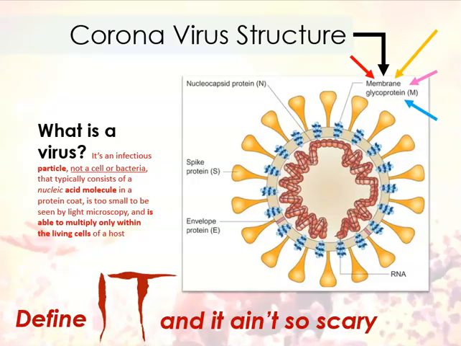All right, coronavirus structure. Let's talk about what it is. What is a virus? So we need to define what this is before we can break it down. A virus is an infectious particle. So it's not a cell or bacteria. It's commonly an acid module in a protein coat. So if you look over here at the membrane where all the arrows are pointing, it has a membrane. We're going to talk about that when we talk about the equalizer. Make sure you understand that piece of it. It has a membrane. It is not a cell. It is not a bacteria.